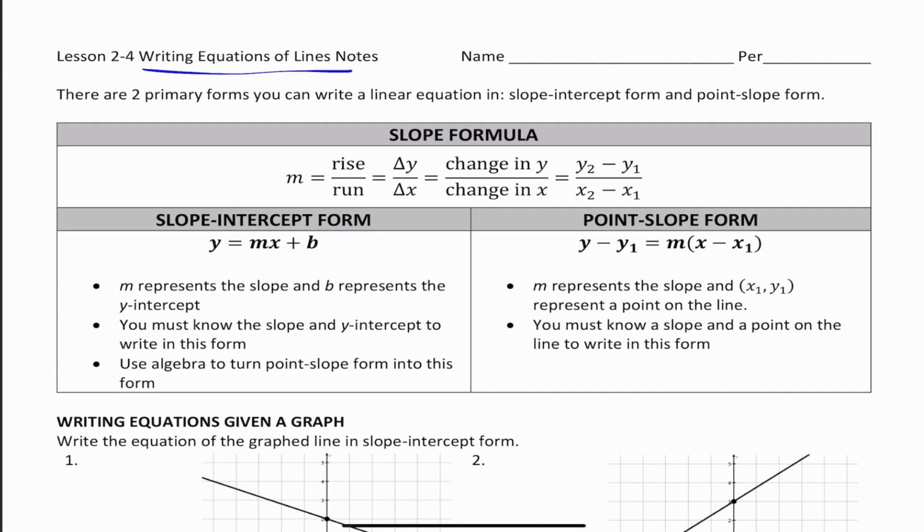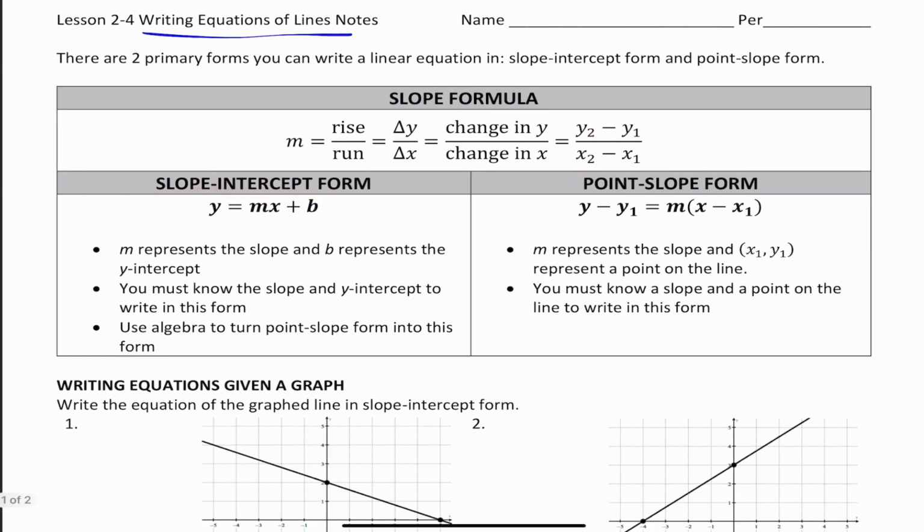So there are two primary forms you can write a linear equation in: slope-intercept form or point-slope form. But first you have to understand the slope formula, because that's going to be very, very important. The slope formula, which we call m, equals the rise over the run, aka the change in y over the change in x, is equal to y2 minus y1 over x2 minus x1.